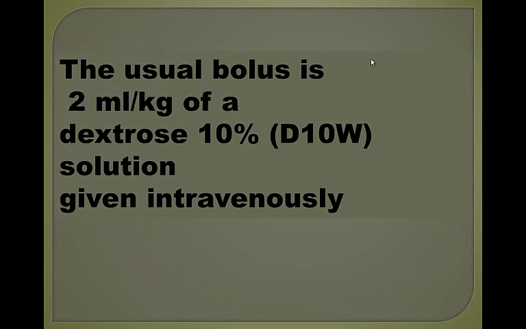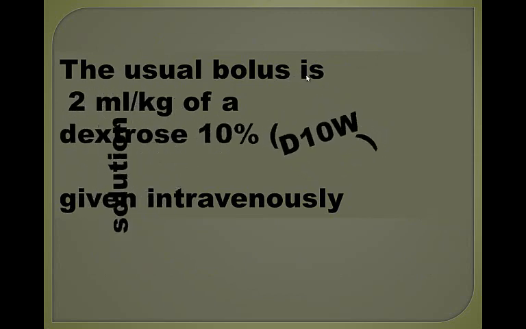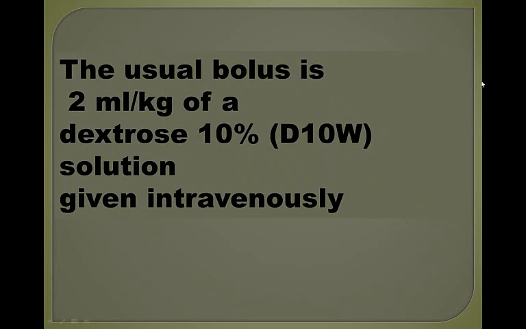The usual bolus of dextrose is 2 milliliters per kilogram, and it can be given IV push, and you never want to give more than 10% IV in a peripheral line. So for example, if you have a pediatric patient that's 10 kilograms, the physician will order 20 milliliters of D10 IV push if you have a patient with low blood sugar.